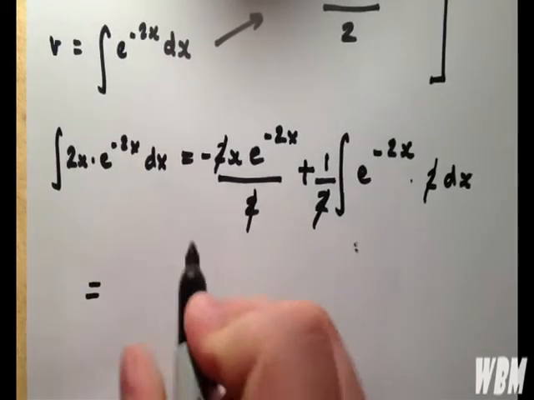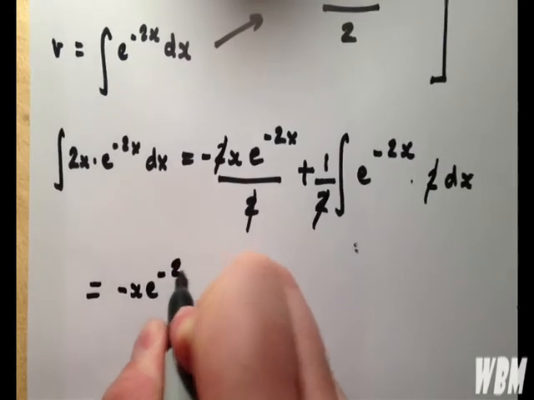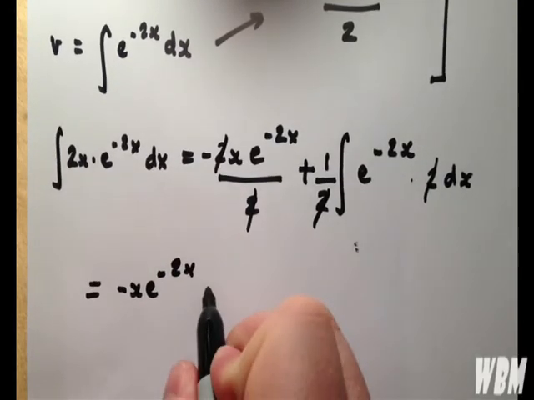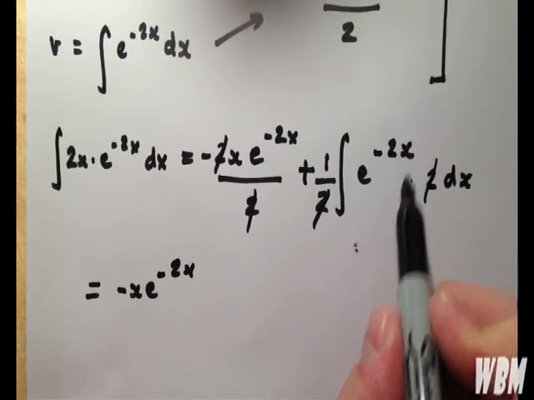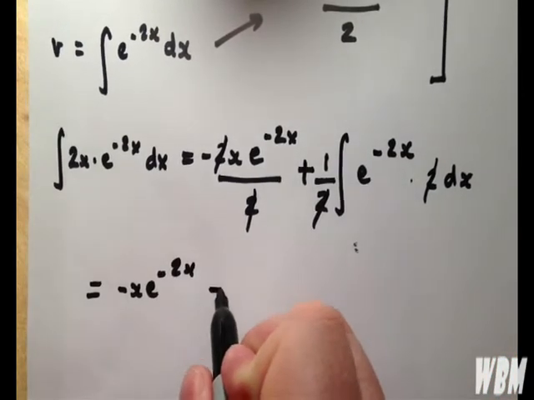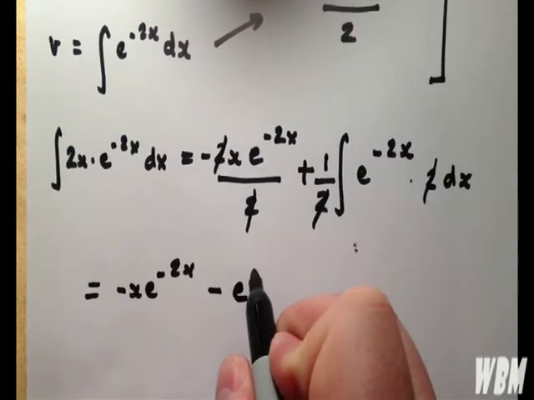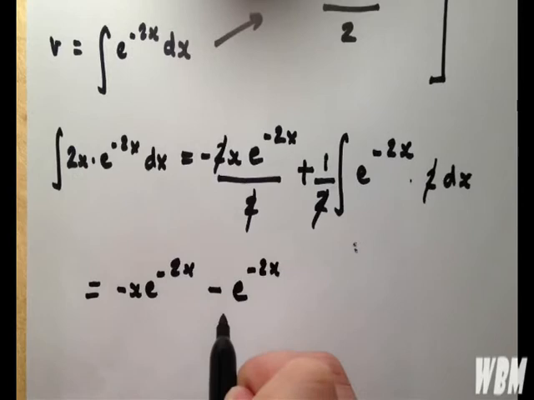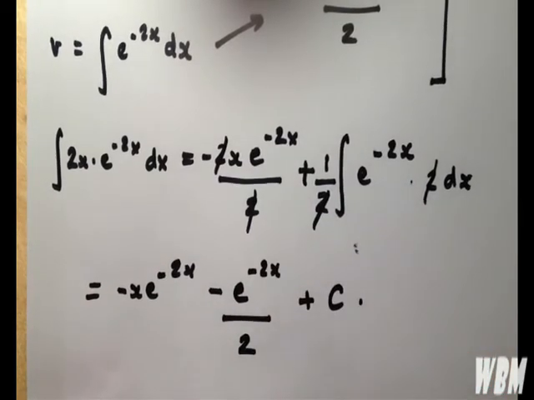So I rewrite this, minus x e to the minus 2x plus the integral of e to the minus 2x, which we know is minus e to the minus 2x over 2, plus the constant.